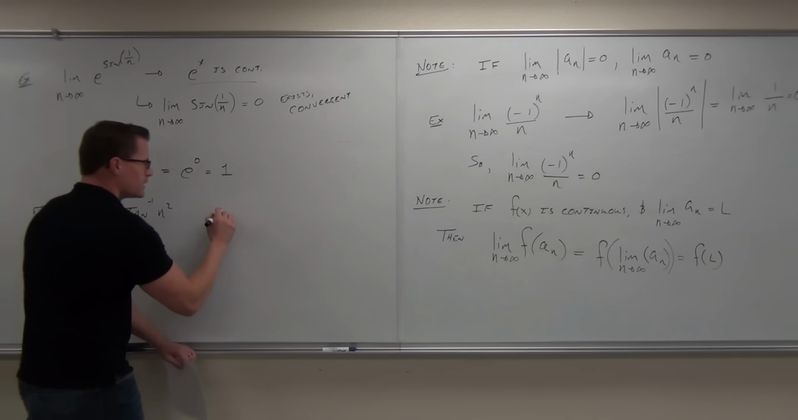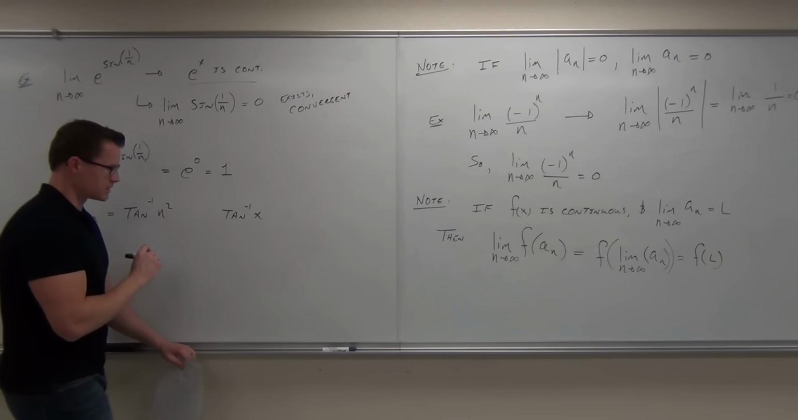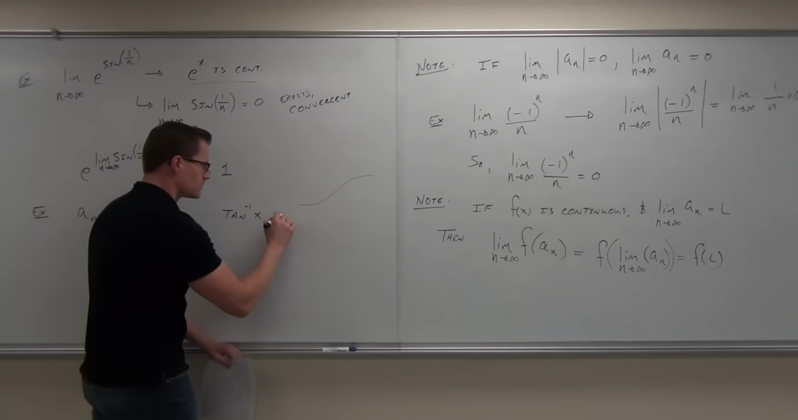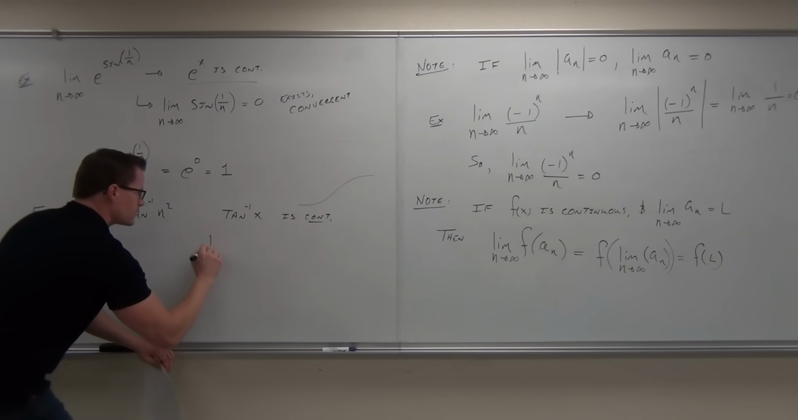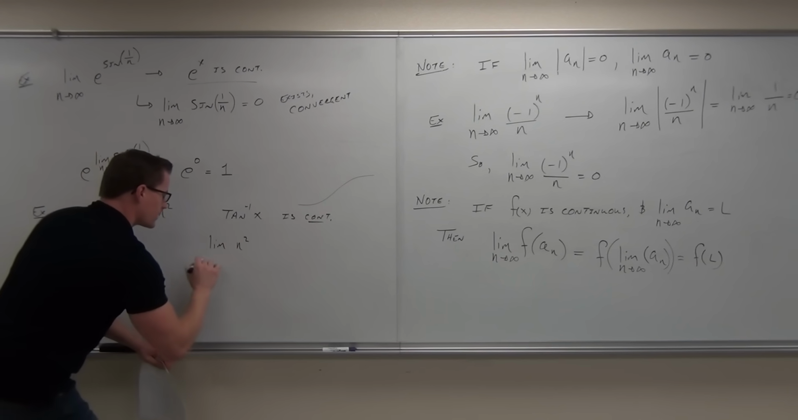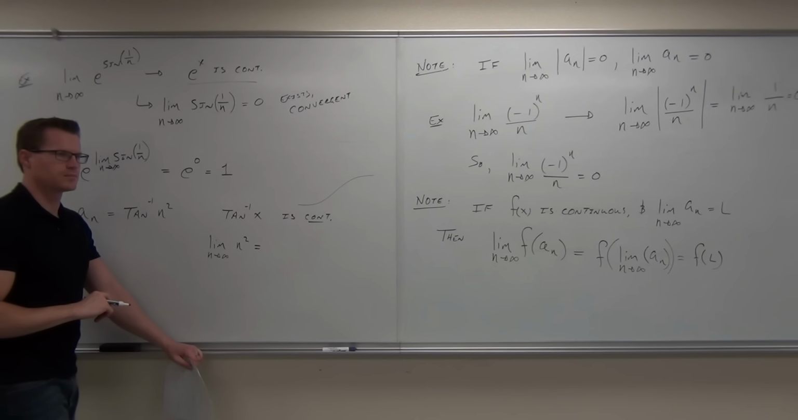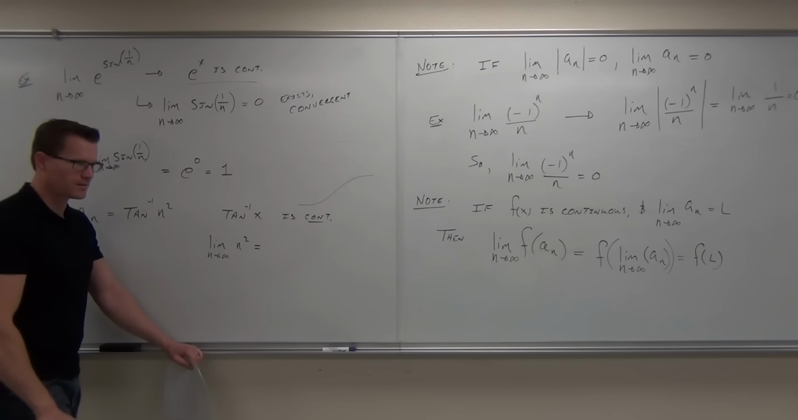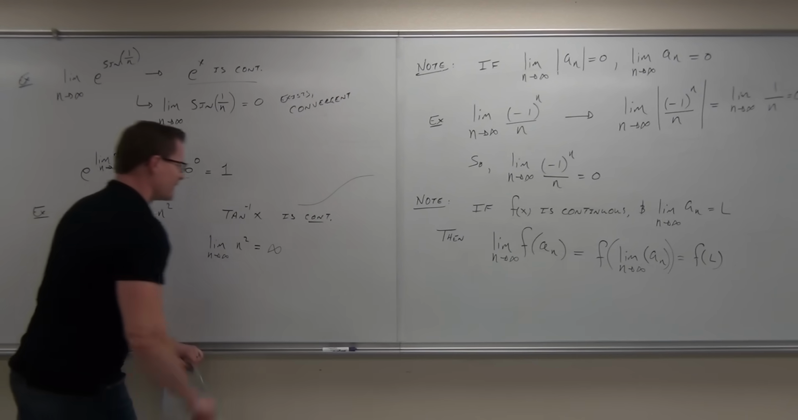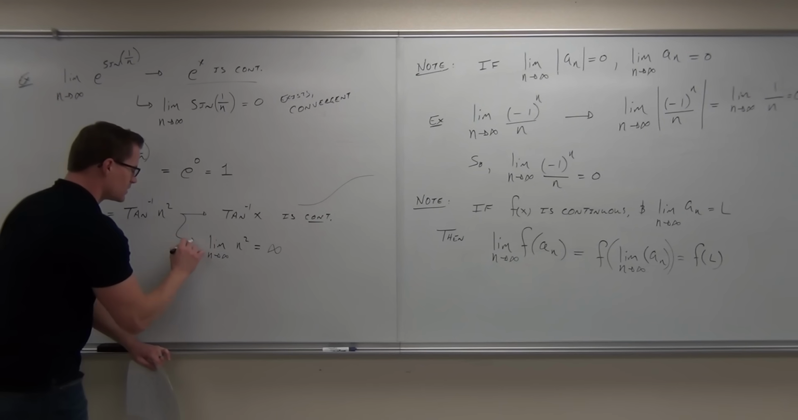So first thing, is tan inverse of x continuous? Yes, it is. Tan inverse looks like this. It is continuous. Can you find the limit of n squared as n approaches infinity? Okay, this part is, yes. But what is it? Infinity. It's not a trick question. So it exists. It's not convergent, but it does exist. So this is continuous. This exists.